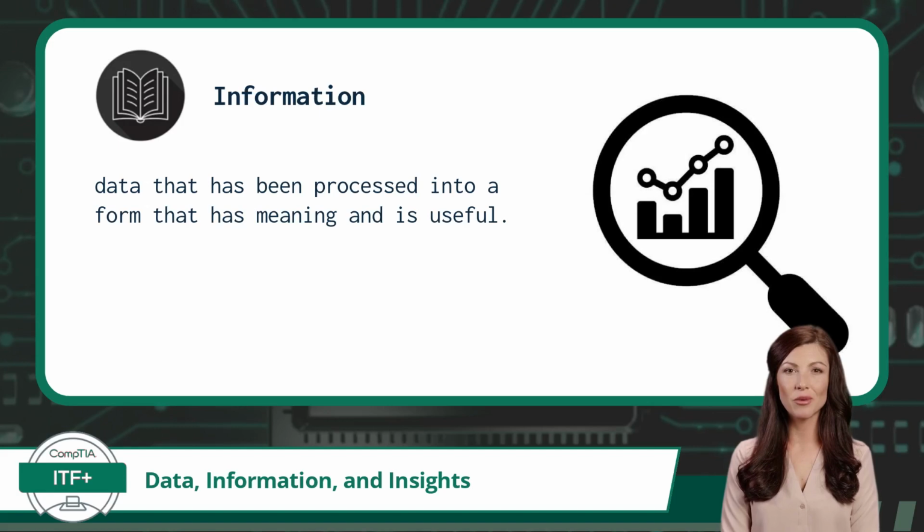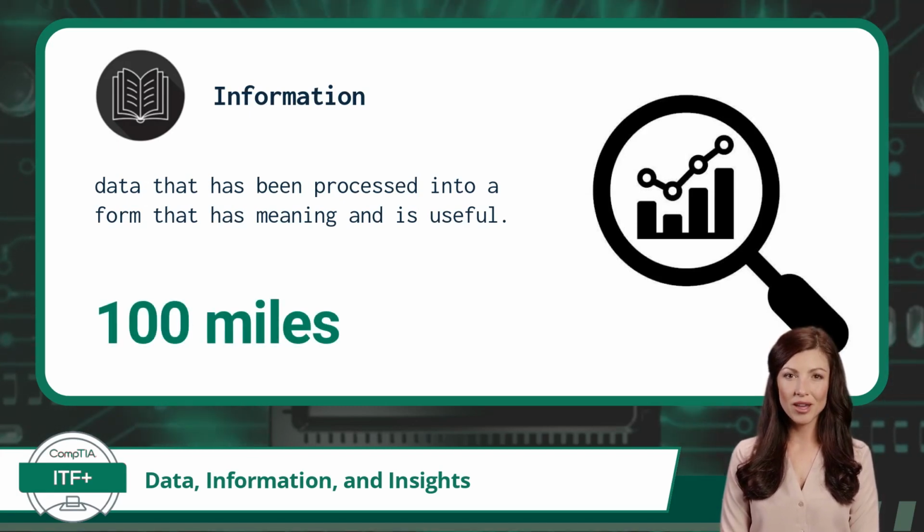Information is data that has been processed into a form that has meaning and is useful. Information provides us with context. Continuing with our example, the data value of 100 has been given the context of miles.